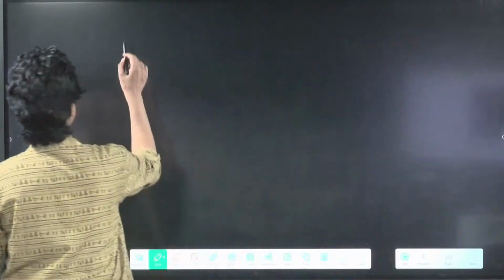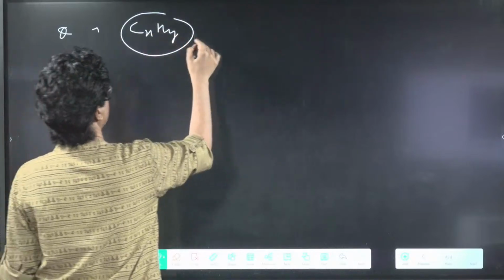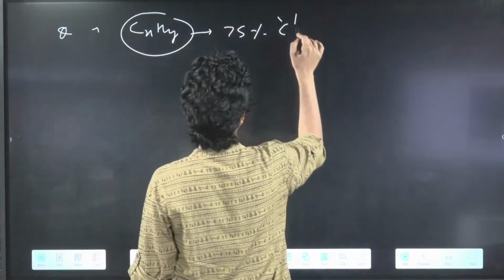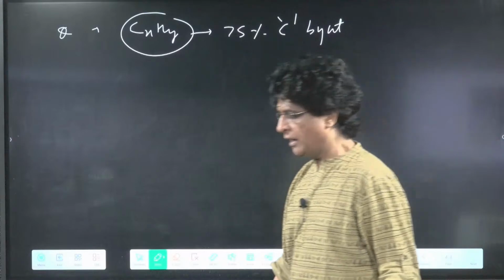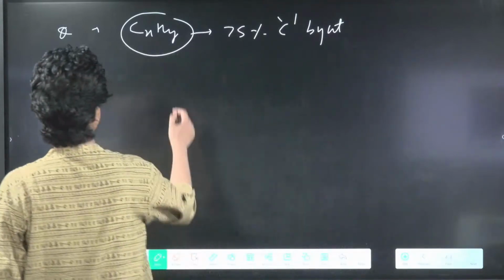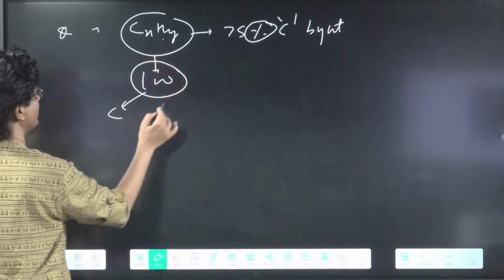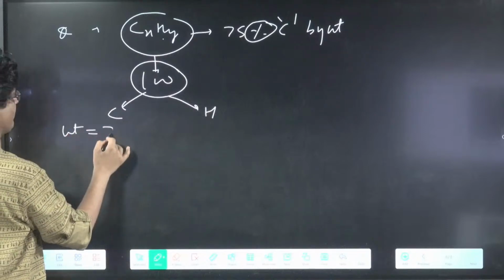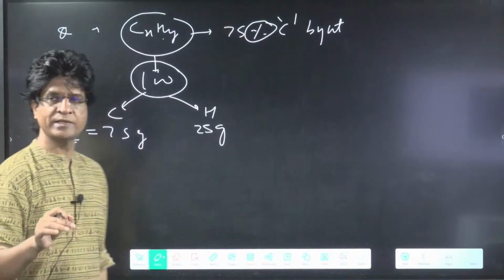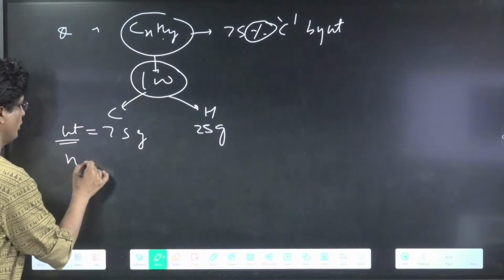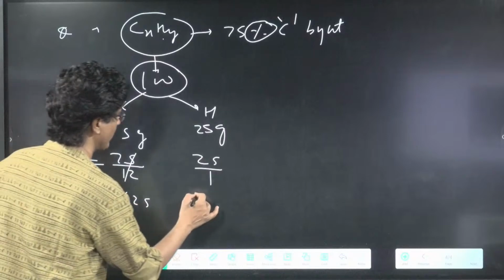So again, the same kind of question. A hydrocarbon CxHy contains 75% carbon by weight, and the rest is hydrogen. Find the empirical formula. Whenever they give you percentage, begin with 100. The total weight is 100, so the weight is 75 gram of carbon and 25 gram of hydrogen. Now weight is the most useless thing in physical chemistry. I'll get the number of moles: 75 divided by 12, 25 divided by 1. This gives 6.25 and 25.